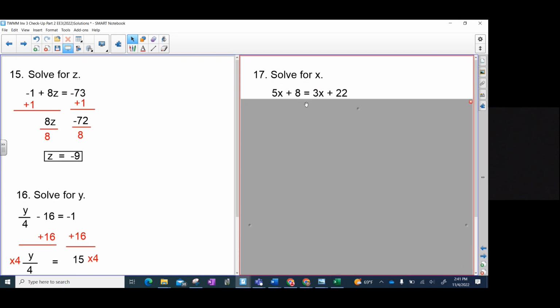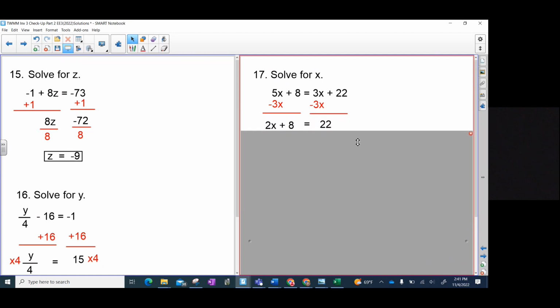17, we're solving for x. We have 5x plus 8 is equal to 3x plus 22. This time we have a 3-step equation because we have to start off by getting all the variables on one side. So I'm going to subtract 3x from both sides of the equal sign for step 1. And I now have 2x plus 8 is equal to 22.